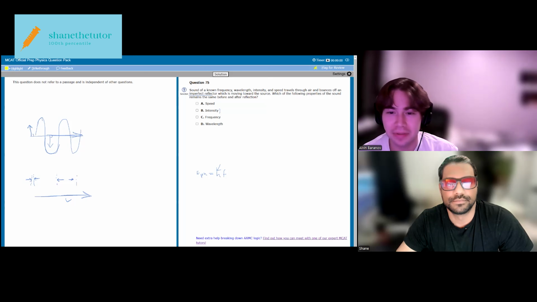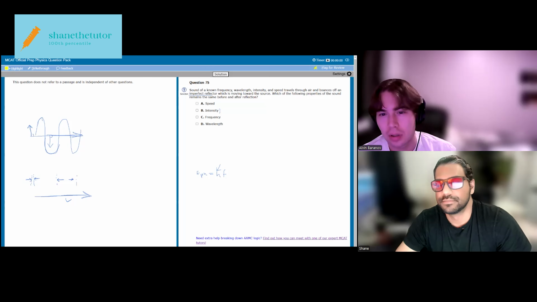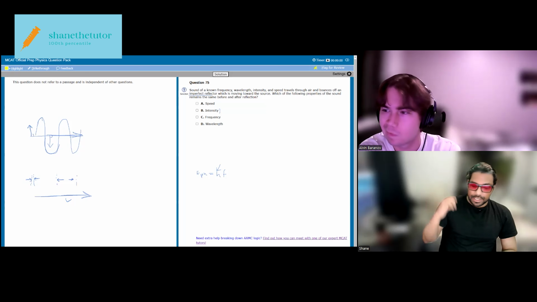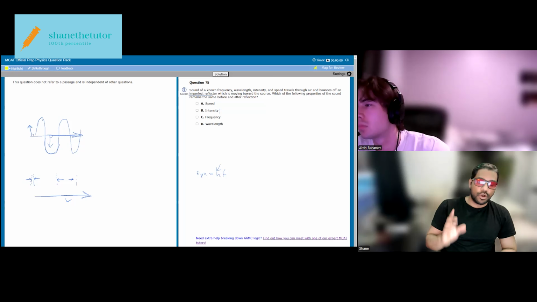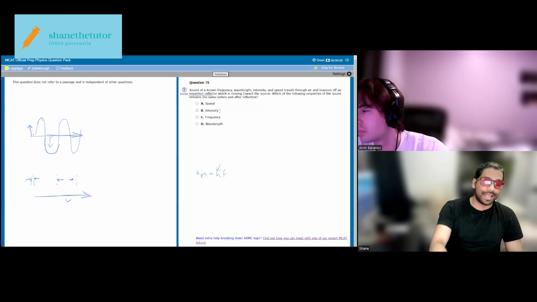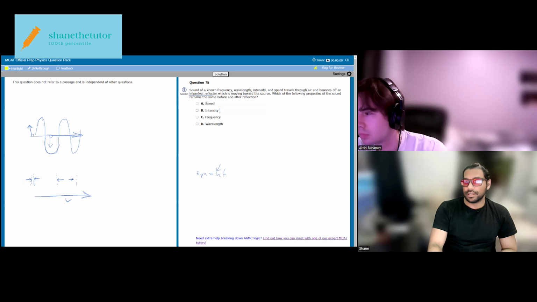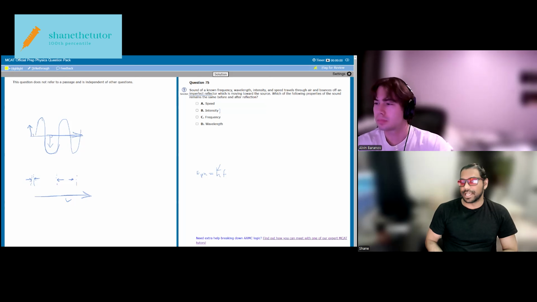And I'm also just confused about the frequency. I thought that for sound, frequency stays the same all the time. That's only true for light, and only true for light as it enters into another medium. So this is not entering into another medium and it's not light. So frequency does not have to stay the same for this.